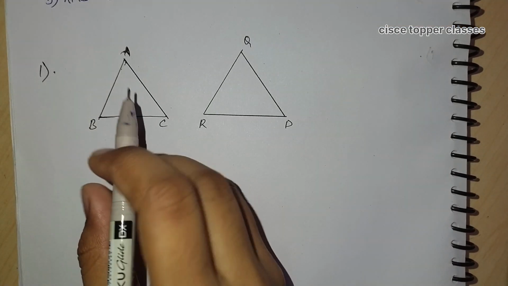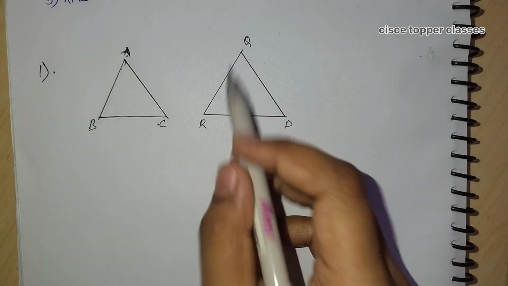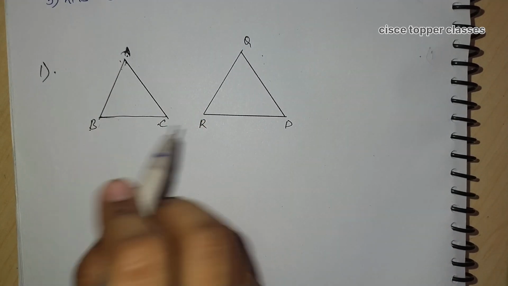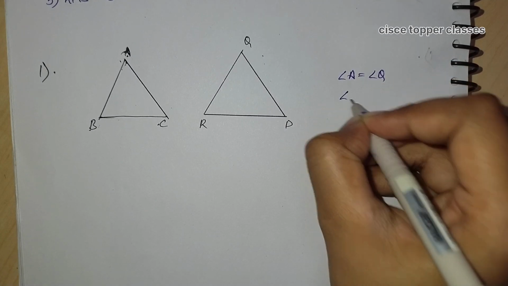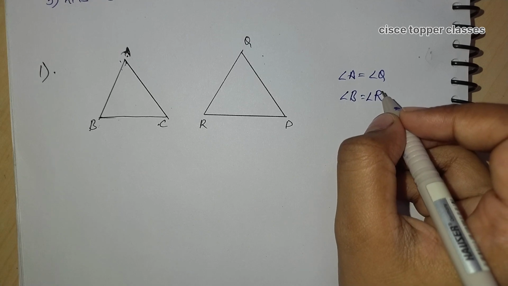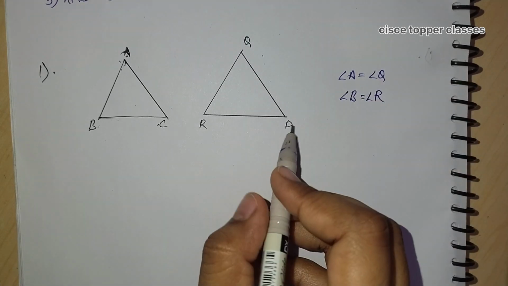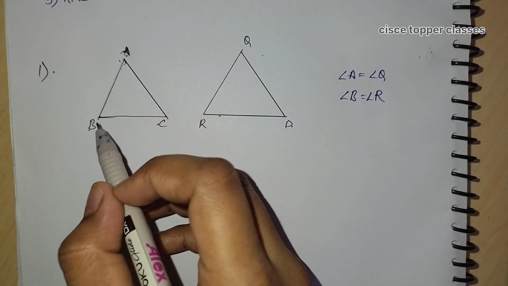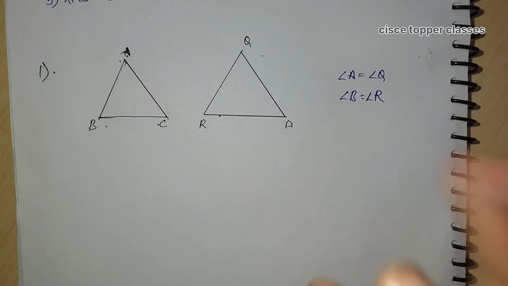So the first question here says that in triangles ABC and PQR, angle A is equal to angle Q and angle B is equal to angle R. So we have to find which side of triangle PQR should be equal to side AB of triangle ABC, so that the two triangles are congruent.